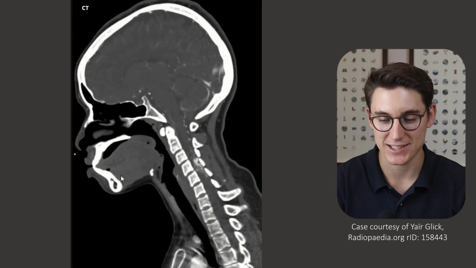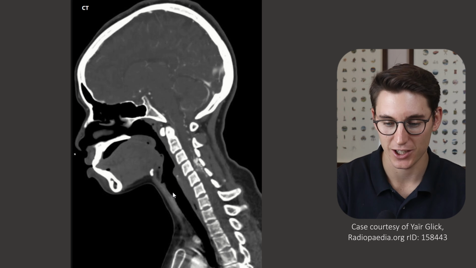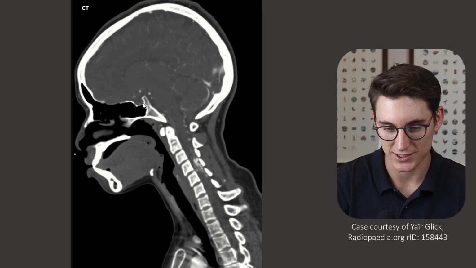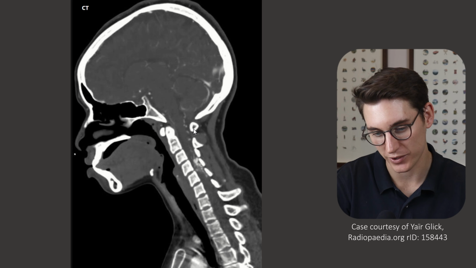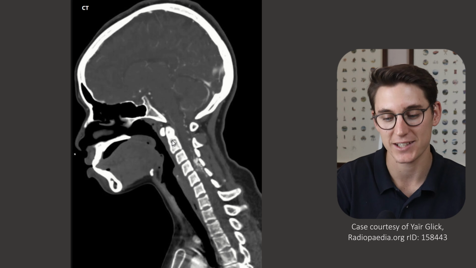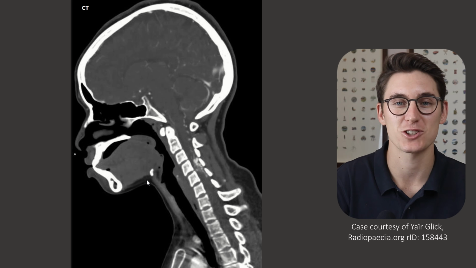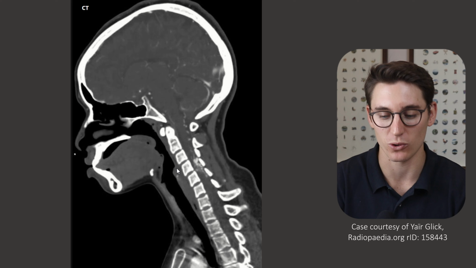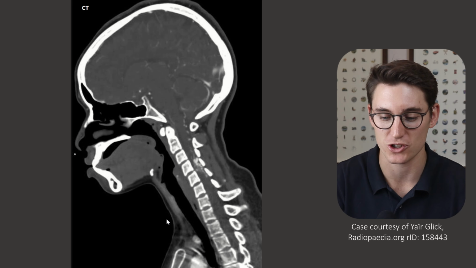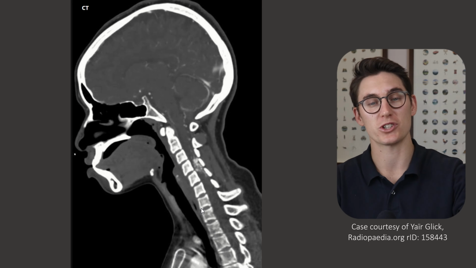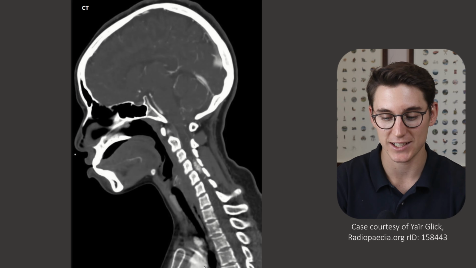So here we have a sagittal CTA of the head and neck. We can see we're in the midline. We can see our sella here, our larynx here, our sinuses here, our cervical spine with our C1 wrapping around the dens of our C2. All of these anatomical structures we've covered in previous talks. So if any of this looks foreign to you, I'd highly encourage you to go back to those talks and check them out.